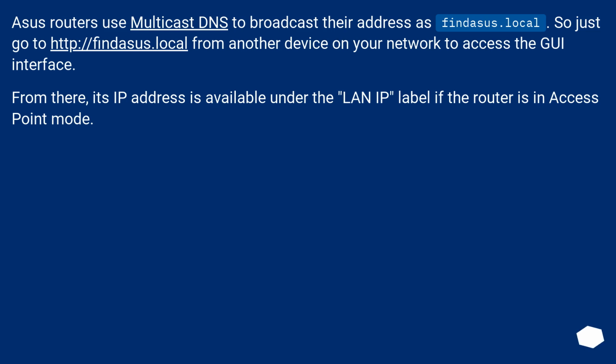Asus routers use multicast DNS to broadcast their address as findasus.local. So just go to this URL from another device on your network to access the GUI interface. From there, its IP address is available under the LAN IP label if the router is in access point mode.